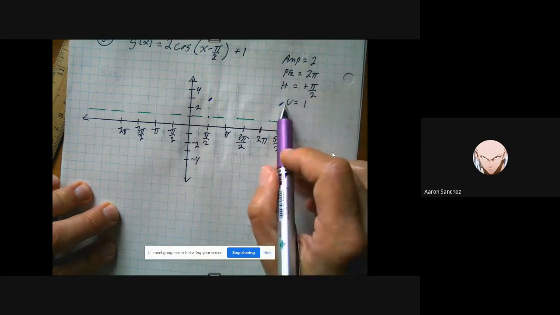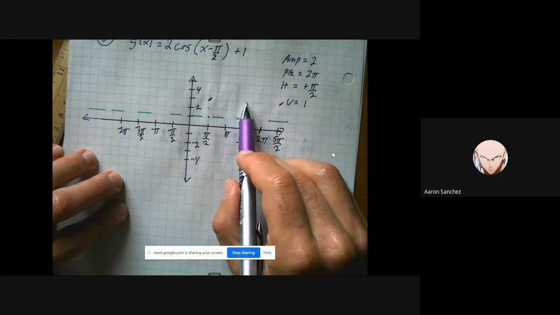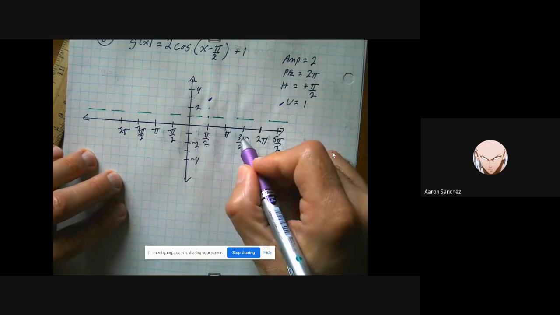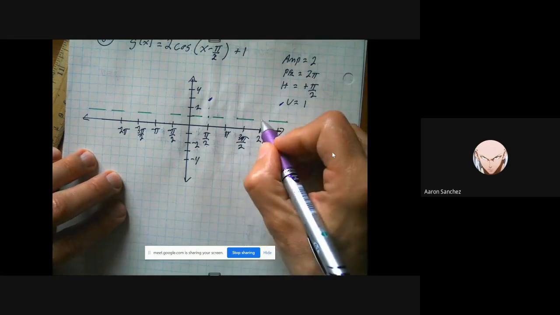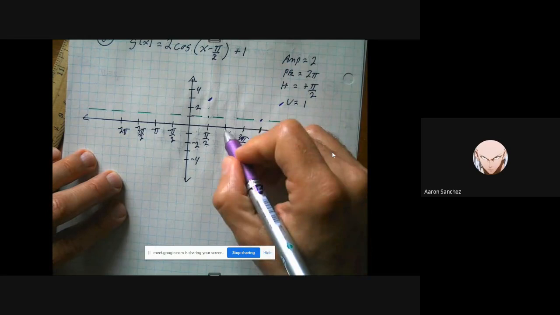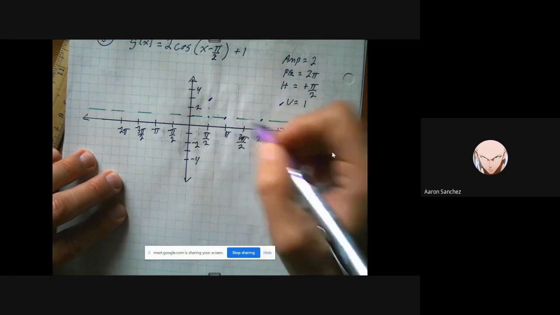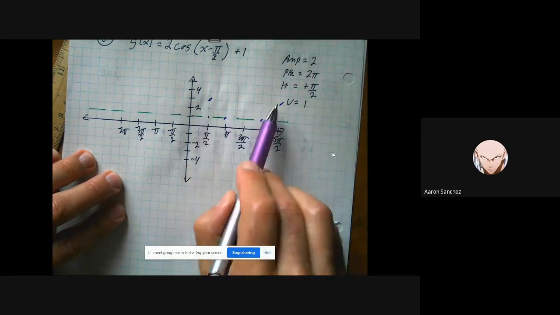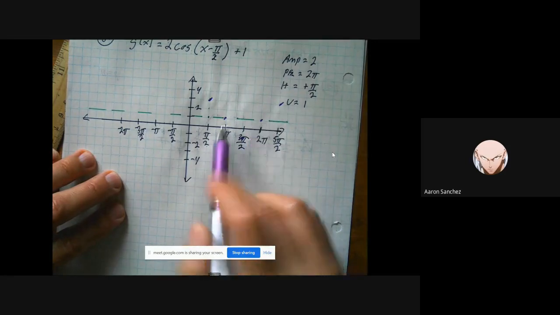The midpoint, where's the midpoint going to be? 1, 2, 3, 4. It will be down right here. And everything in between are my zeros. So first point, last point, middle point, and then I've got my zeros, and then just connect them.